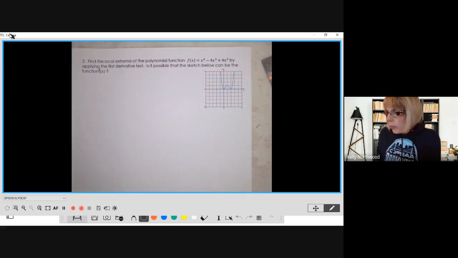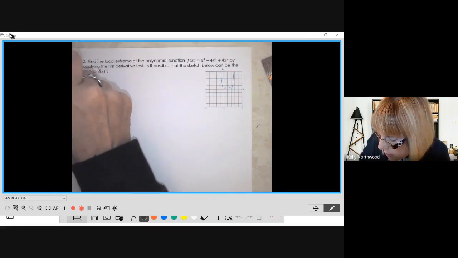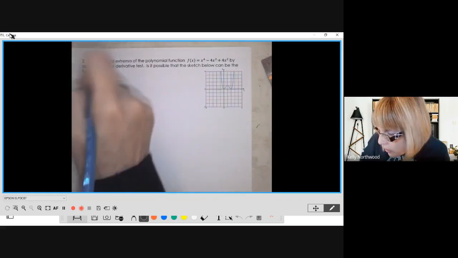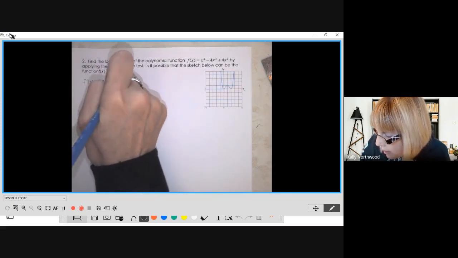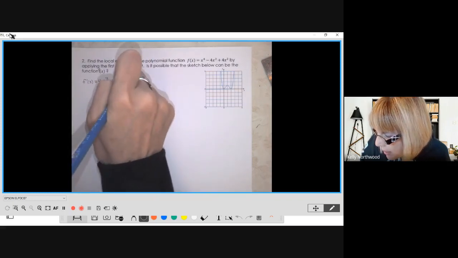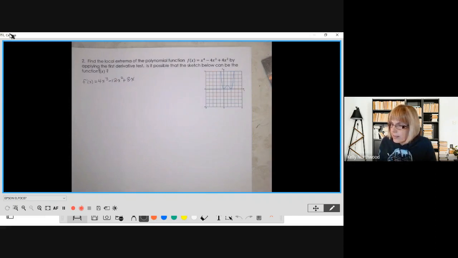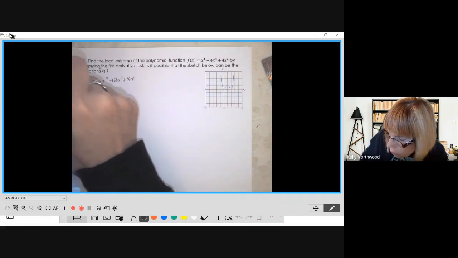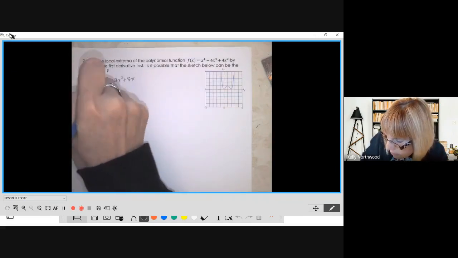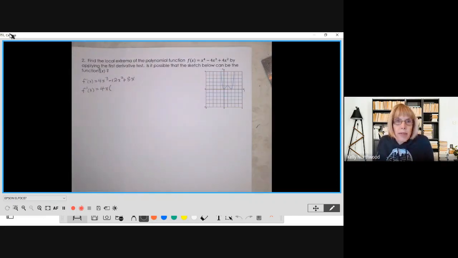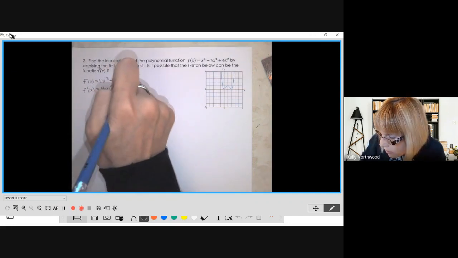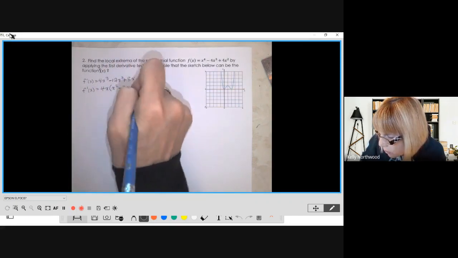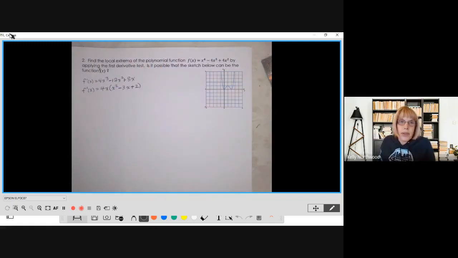All right, so we'll do the first derivative test. So we'll find f prime at x first. So it's going to be 4x cubed minus 12x squared plus 8x. Then I have a common factor of 4x. So if I common factor out 4x, I'm going to get x squared minus 3x plus 2. So that I've common factored.